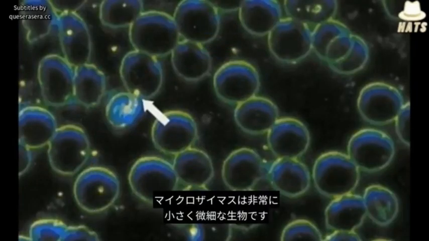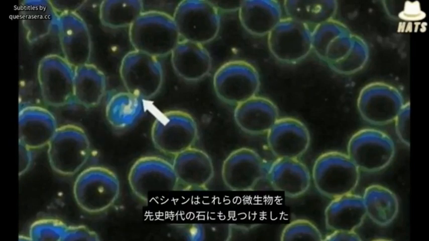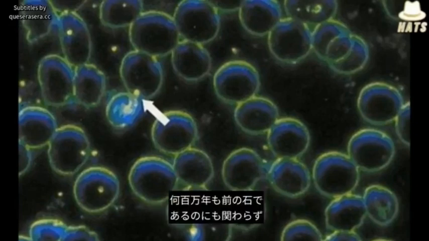Microzymas are essentially infinitely small microscopic organisms. With great amazement, Béchamp managed to find these small microscopic organisms in prehistoric stones that were millions of years old. Even though the stones were millions of years old, the microorganisms were still very much alive. Béchamp interpreted these microscopic organisms to be survivor life forms from past ages.